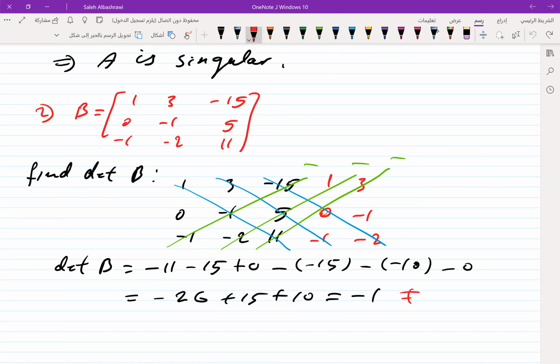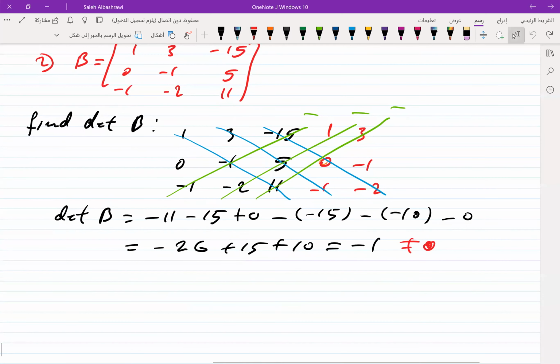Now minus 1 is not equal to 0. So the matrix B is non-singular. If it is non-singular, it means it has an inverse. The question will be how to find the inverse for such a matrix.